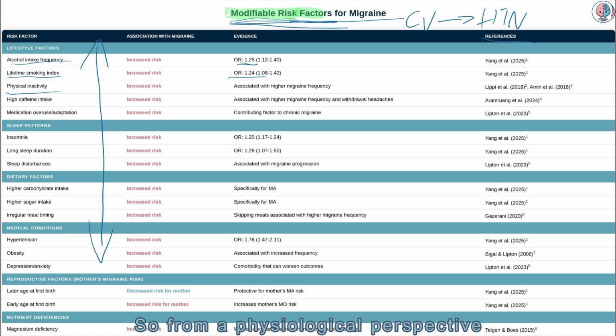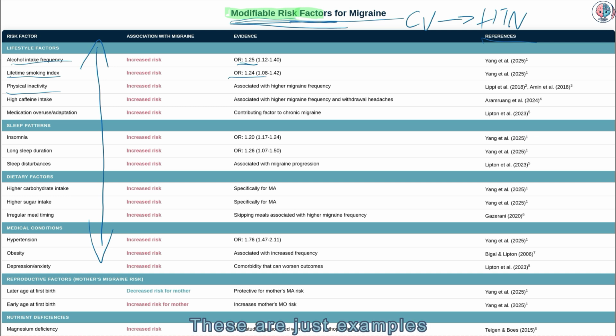So from a physiological perspective, exercise increases endorphin levels. We also have improved sleep quality, reduced stress, which is all beneficial for migraine prevention. So the key is gradual introduction to physical activity. You can start with a minimal amount, maybe just 10 minutes of walking time, 3 times weekly, slowly building up. Of course, don't start any exercise plan without referring to your healthcare provider.